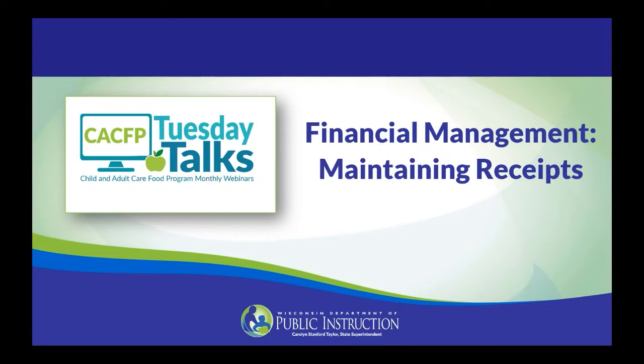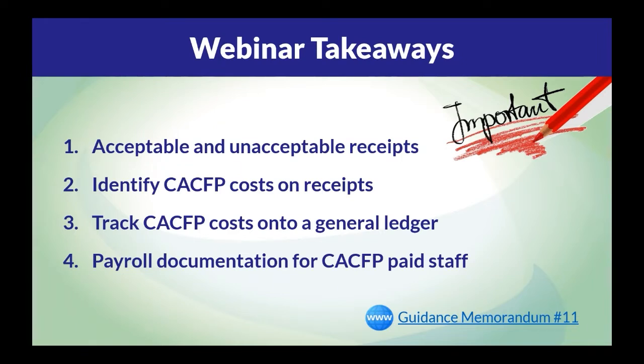Okay, let's get started. Today we want you to walk away with knowing these important points. Number one, what are the acceptable and unacceptable receipts to support CACFP expenses? Number two, how to identify CACFP costs on receipts. Number three, how to track CACFP costs from receipts to a general ledger. And number four, the required payroll documentation for CACFP paid staff. All CACFP financial management information and resources can be found under Guidance Memorandum 11. Now, let's go through these points in more detail.